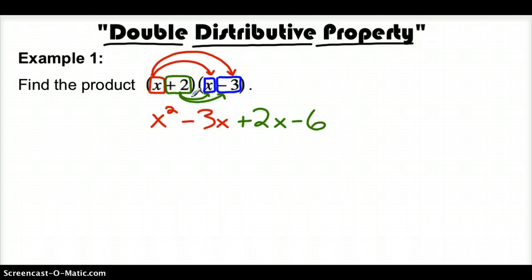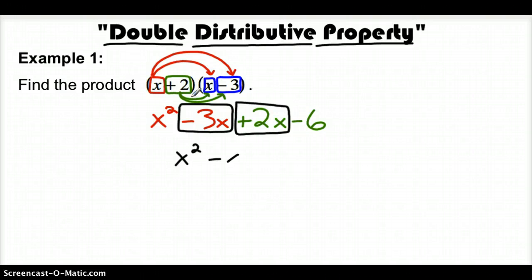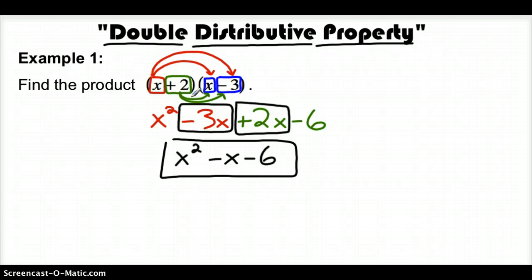Now what we can see is it looks like 4 terms total, but we also have like terms. I've got this negative 3x and I have a positive 2x. So when I add those up, negative 3 plus 2 is going to give us negative 1, or negative 1x. So my final answer is just going to be x squared minus 1x minus 6. And that is our final simplified polynomial expression in standard form, because our exponents are in decreasing order all the way down to our constants. So again, pretty simple. It's just like the double distributive property, all right?